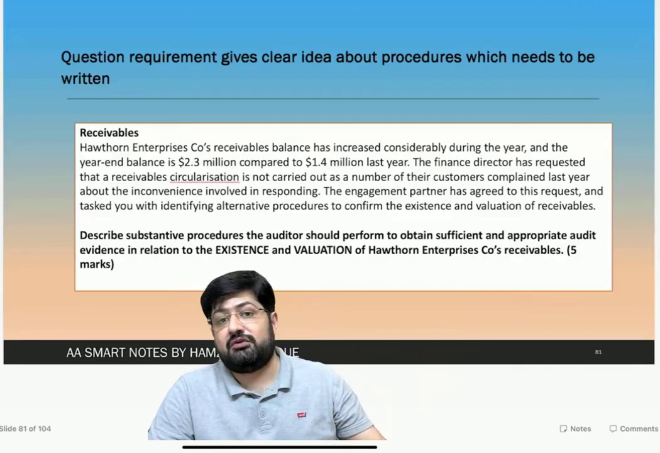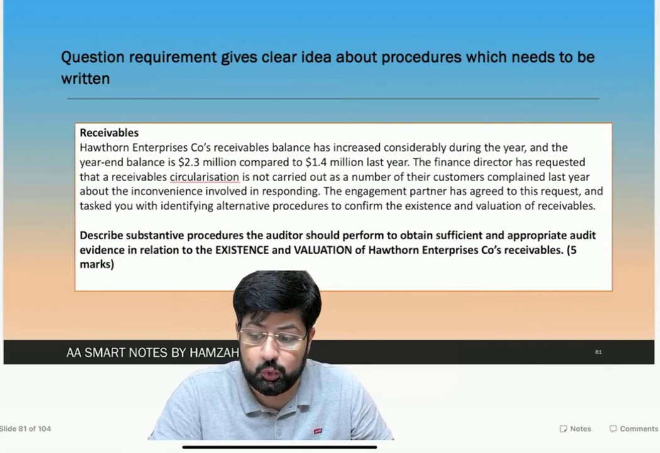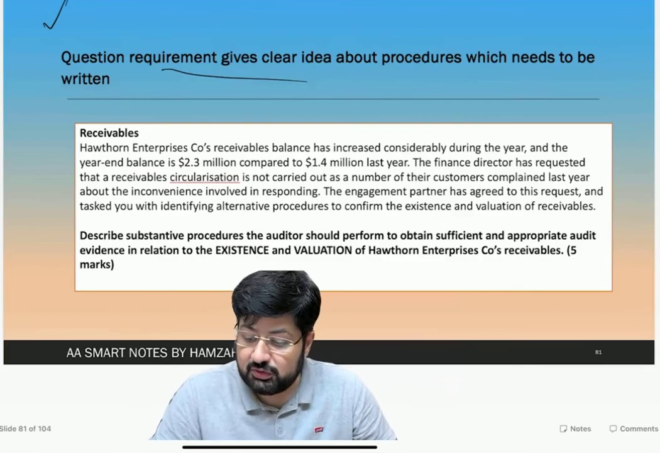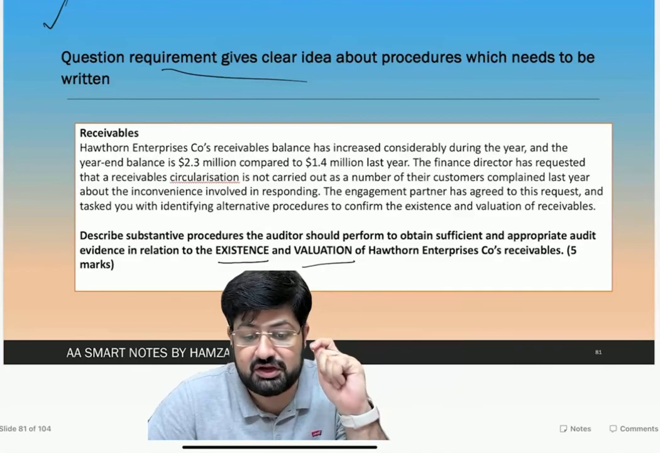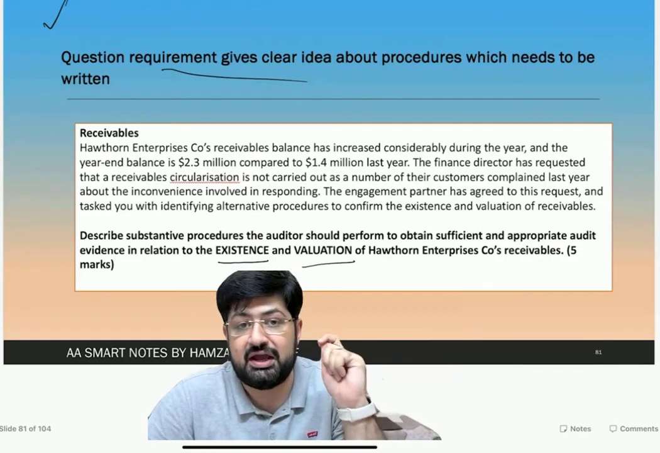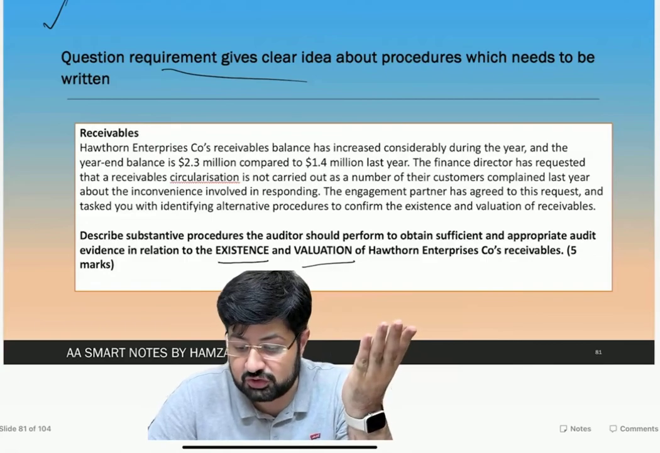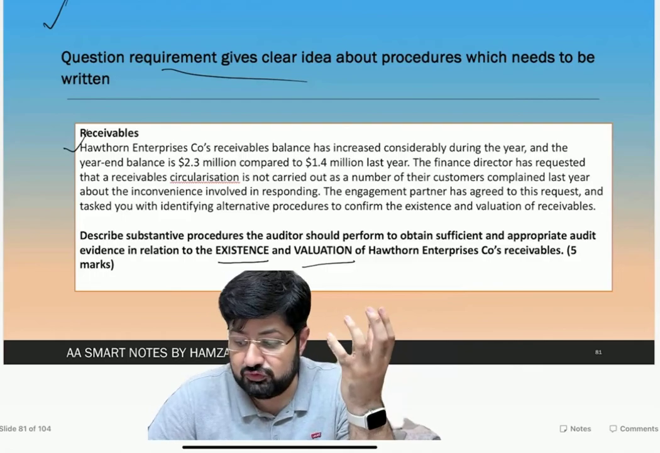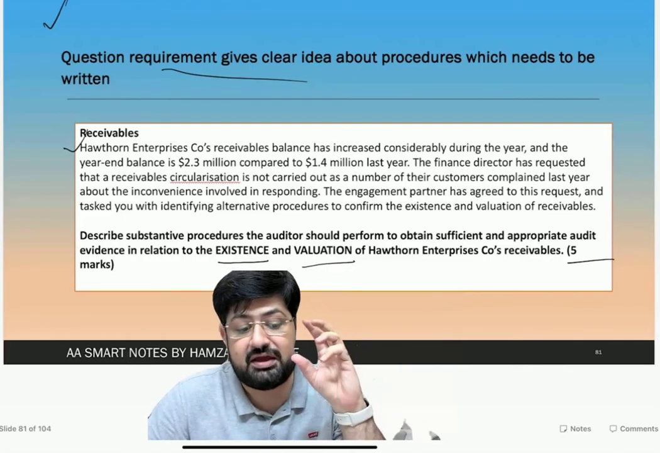First of all, the first indication you will get from the question requirement. The requirement tells you that you need to write substantive tests regarding the valuation and existence assertion. The past paper question is Hawthorne Company, and this is an extract of it. You have to write 5 substantive tests on the valuation and existence assertion.